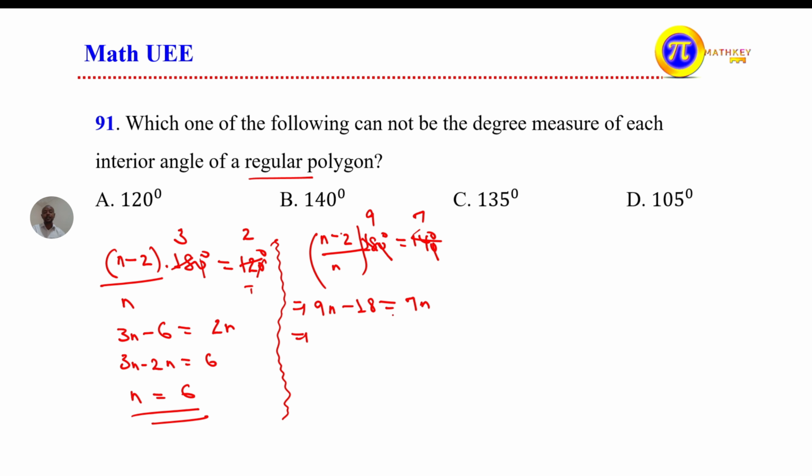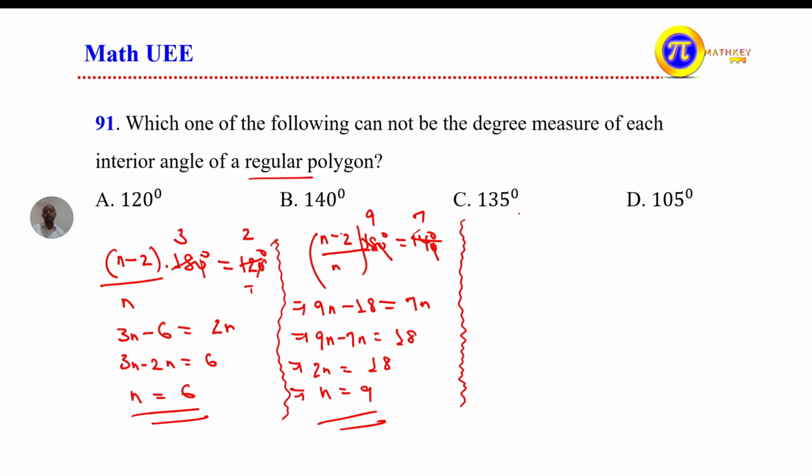Now solve for n. Take the 7n to the left side, it becomes negative: 9n minus 7n. Take negative 18 to the right side, it becomes 18. This means twice n is equal to 18. What is the value of n? Divide both sides by 2, n is equal to 9. So it is a 9-sided figure, so it is also possible. The interior angle measure can be that of a regular polygon.